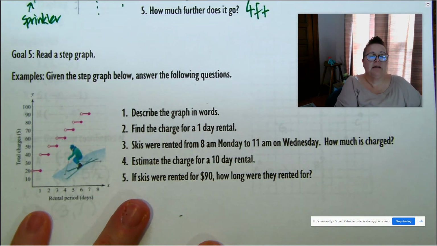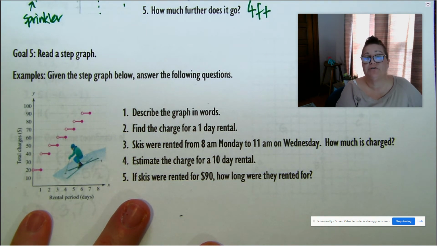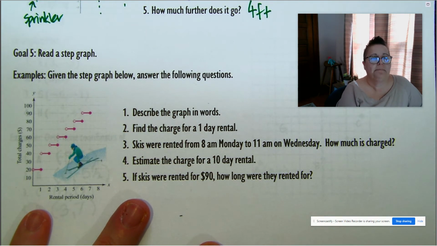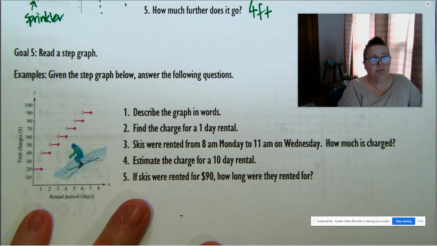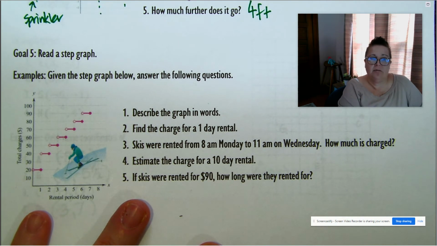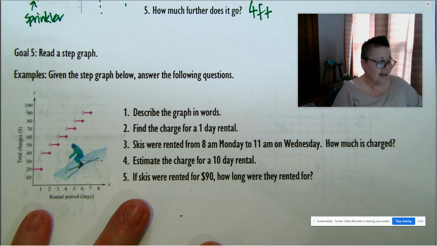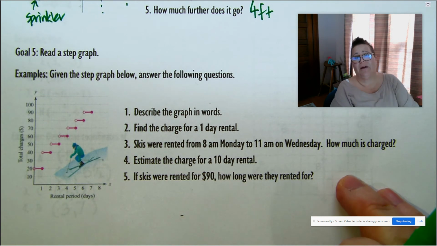So our last type of graph here is a specific one. This is known as a step graph. Step graphs are graphs where the increments occur in steps. The increments are jumps that actually create steps in the graph itself. Step graphs are used in higher mathematics, but on a day-to-day basis, you use step graphs a lot.